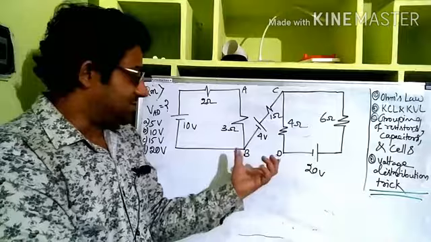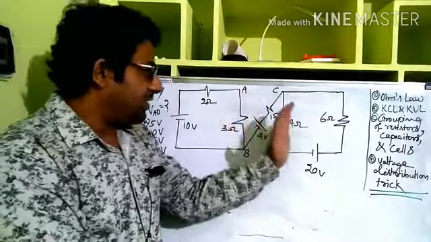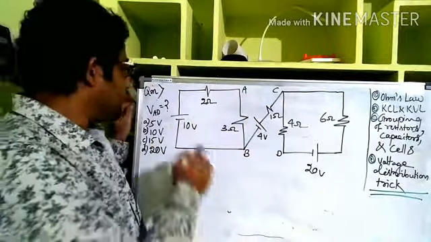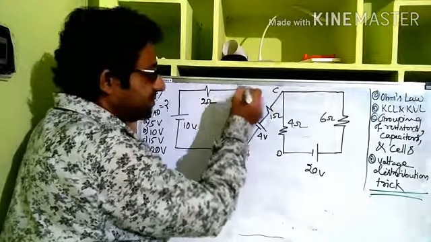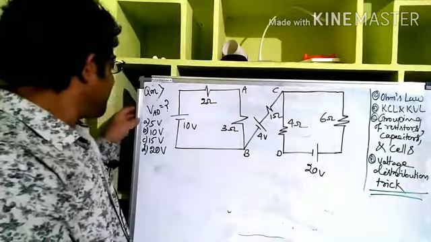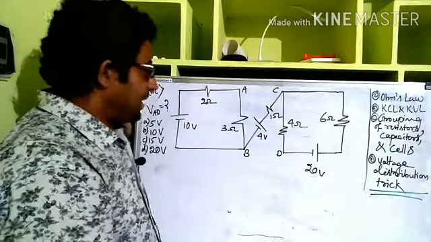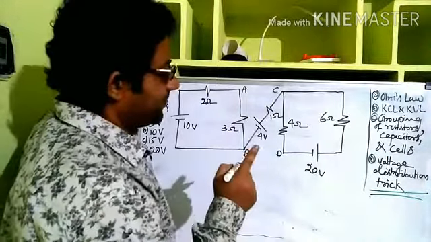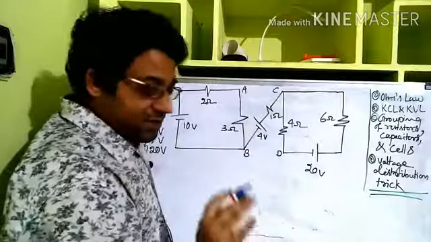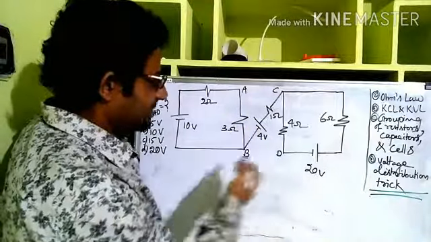Now take up this question. Look at the diagram very clearly. I have taken the question already. What is the potential difference between A and D is asked, and 4 options are given: 5, 10, 15, 20 volts. Now see here, Ohm's law cannot be used, that you know. Simply you can see over here.